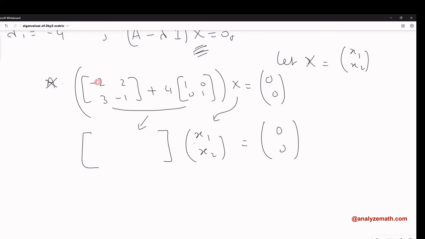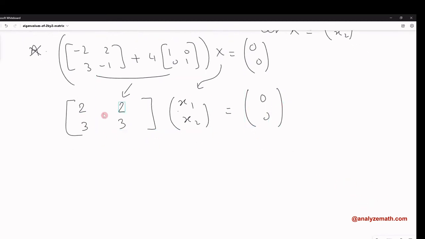Now here, what do we have? Negative 2 plus 4 times 1. 2 plus 4 times 0. 3 plus 4 times 0. Negative 1 plus 4 times 1. Now we are solving this system. We can solve this system by using the equations or the matrices. I assume maybe some of you haven't done it with matrices, so I'm going to write it as a system of equations and solve it. Multiply this row by this column, you will get this element, 0. And then the second row, 3x1 plus 3x2 equal to 0 again.